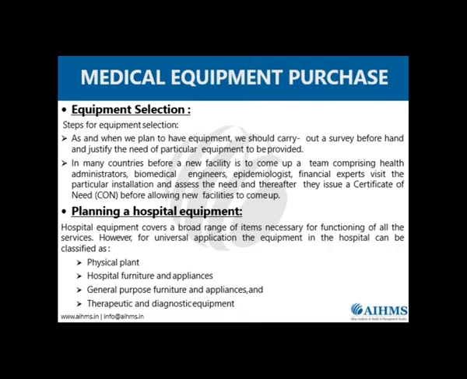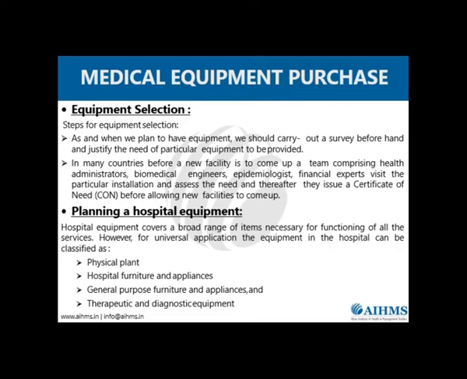Now the first part is the equipment purchase. Before purchasing, as you all know, selection of the equipment is very important. So how do you select an equipment? It has to be done by means of a survey, so that you know which equipments are important from the hospital point of view. And like I said, the hospital budget almost comprises 40% because of the equipments. Hence, a lot of importance has to be given.